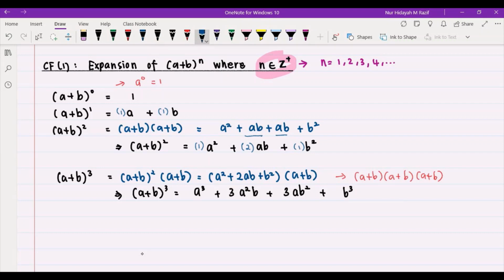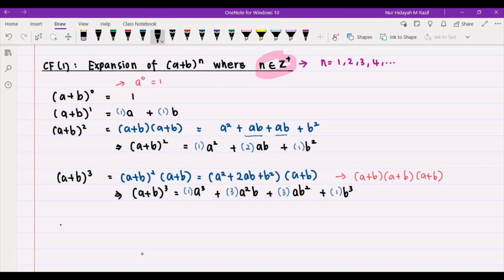And now let's take a look at the coefficients that we have here. The first coefficient is 1, and then I have 3 here. For the third term, I have 3 as well, and for the last one, the coefficient is 1. Okay, up till there, I hope there's no problem for you to expand that.